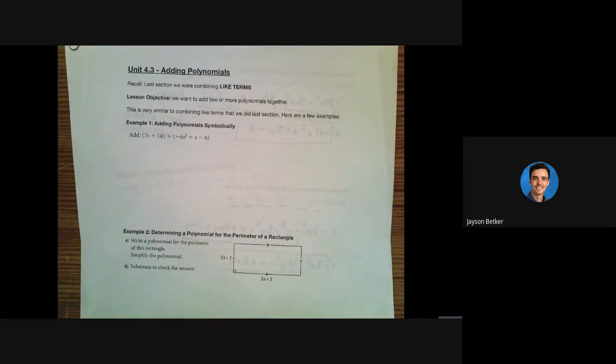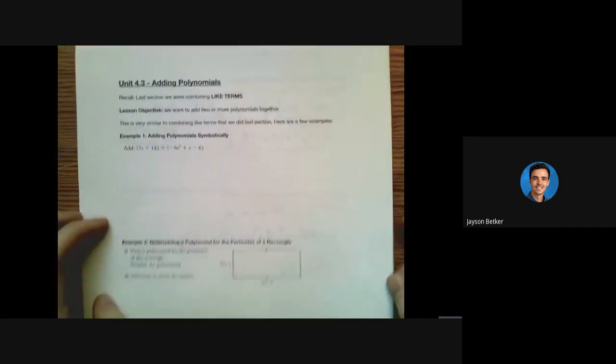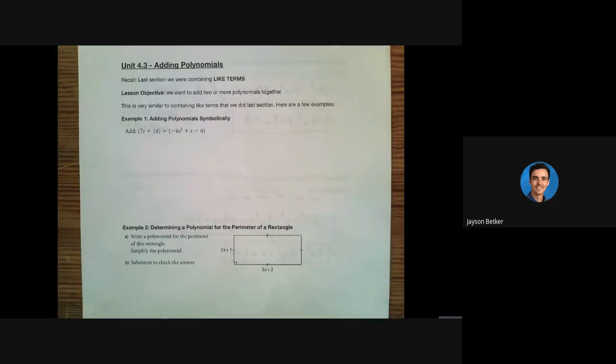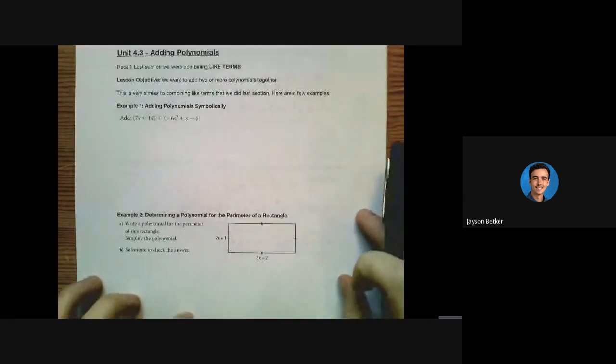Adding polynomials is a great topic to move on to right after like and unlike terms, because the concept is basically identical. It's very, very similar to the like terms. We're going to look at two ways to do it. We call it either adding them horizontally or adding them vertically, and I'll show you them both. So last section, we were combining like terms. We have to do that again for this section.